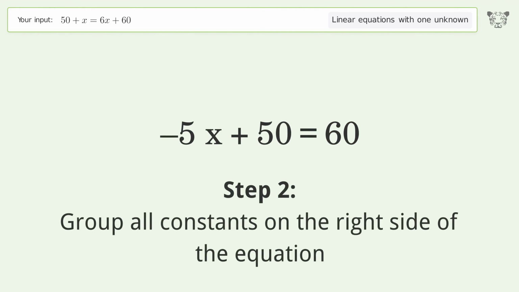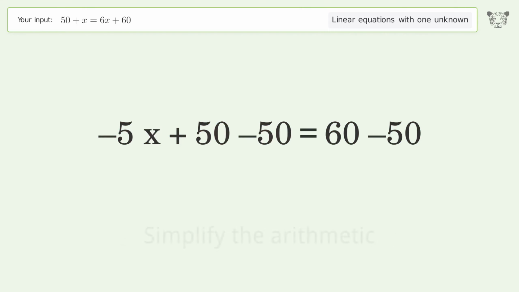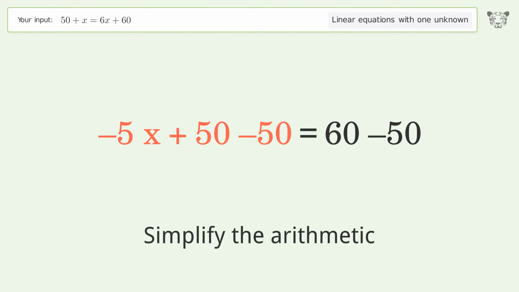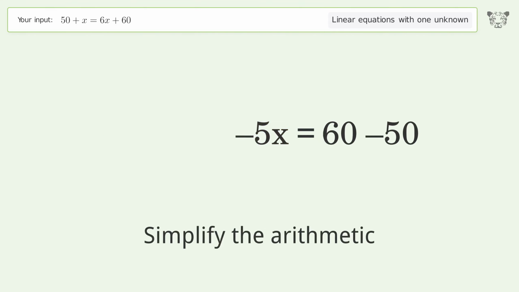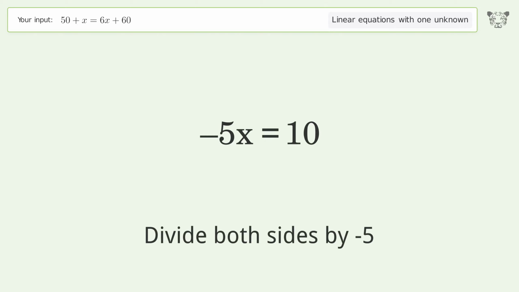Group all constants on the right side of the equation. Subtract 50 from both sides. Simplify the arithmetic. Isolate the x. Divide both sides by -5.